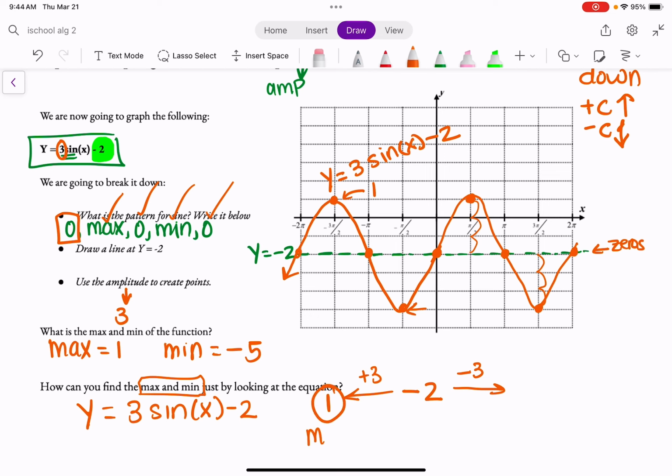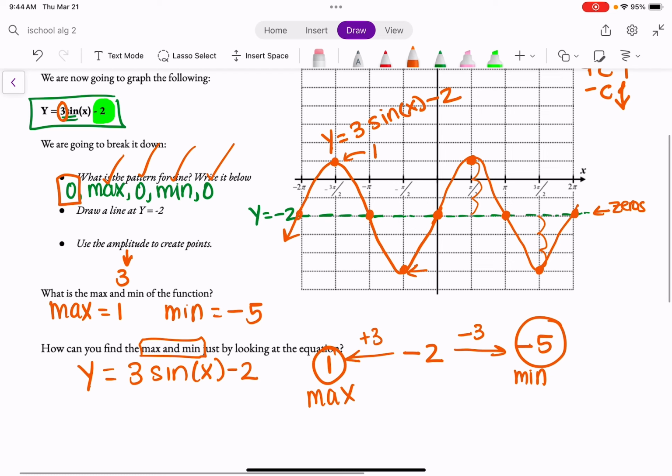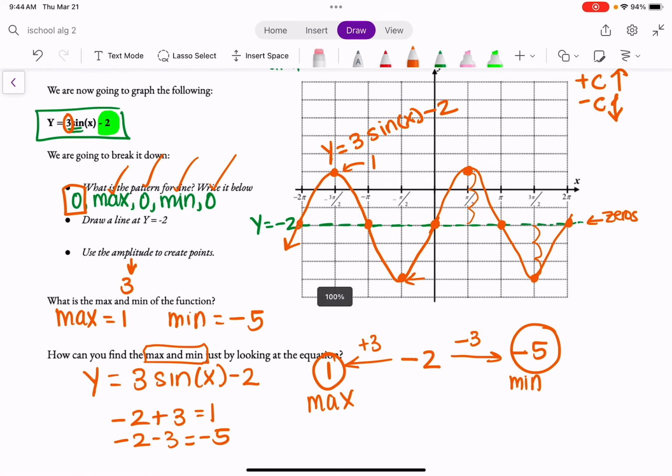So that's our max. If we go down 3 from -2, we're going to have -5. That's our min, right? In other words, we did -2 plus 3, and we did -2 minus 3. And that gives you your max and min. So you can actually find the max and min without graphing, okay?